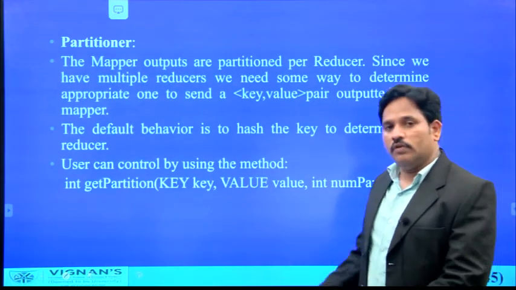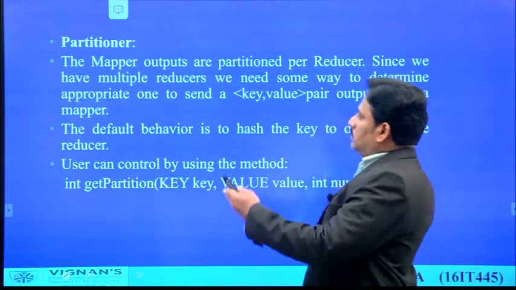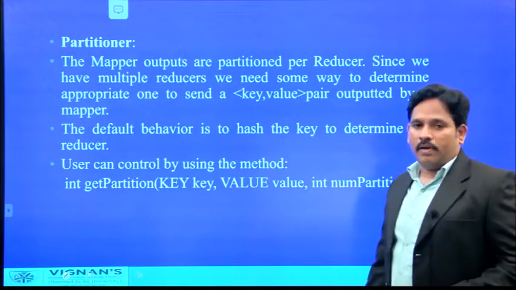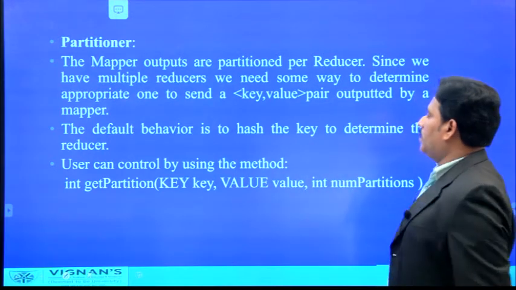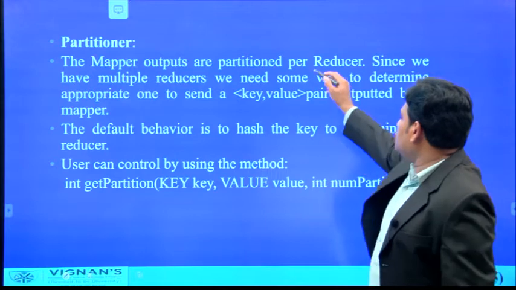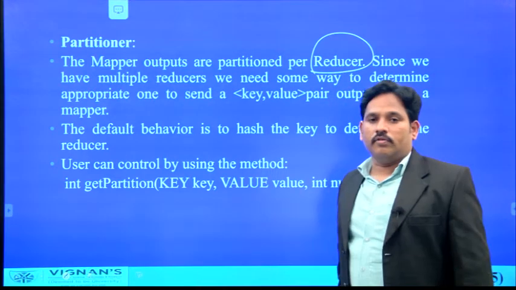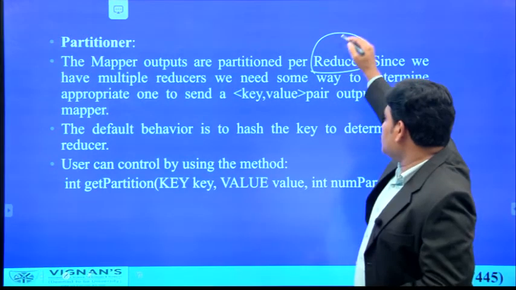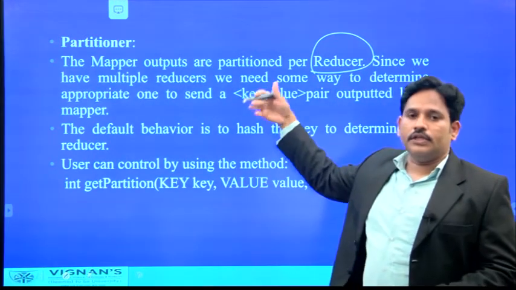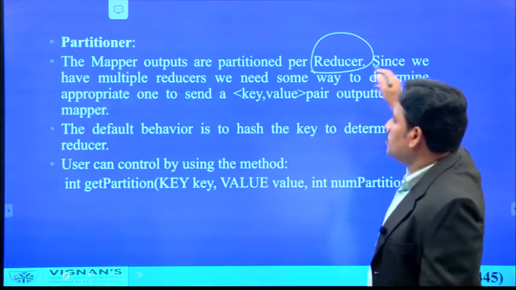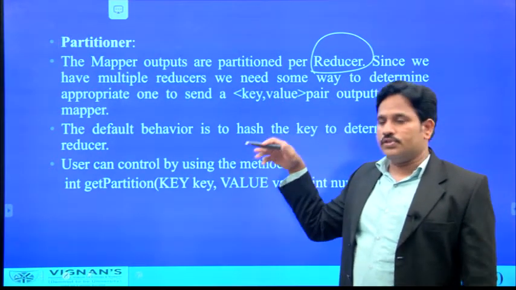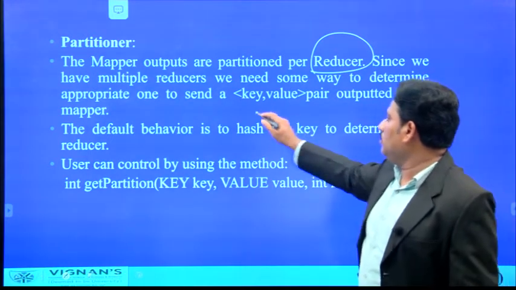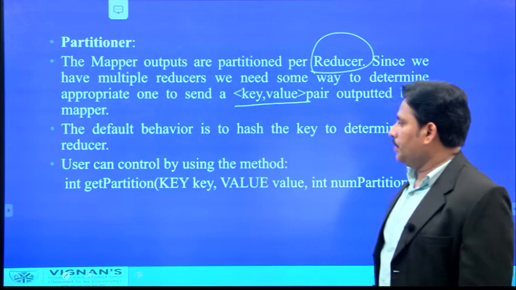Now after completion of the combiner, comes the partitioner, the last phase of the mapper module. The mapper outputs are partitioned per reducer. That means it depends on how many reducers we are having. Per every reducer, it will produce one partition block. When we are having multiple reducers, it will produce multiple partitions based on key value pair information.